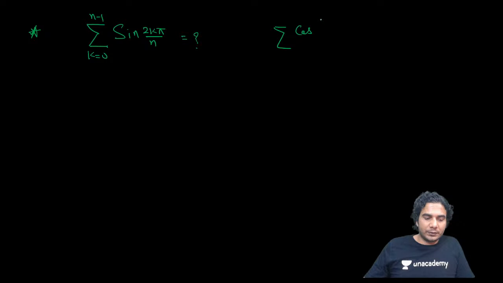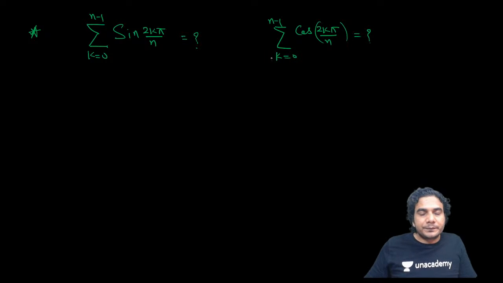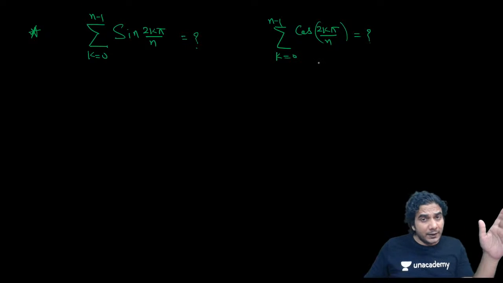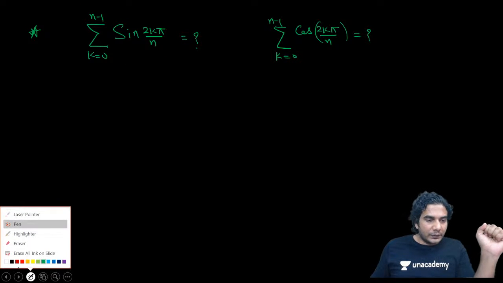Now, the next important point is to find these values. Sigma of sine 2k pi by n, k from 0 to n minus 1, all right, and sigma of cos 2k pi by n. See how to find the values of these two. The second one is basically the sum of real parts of nth roots of unity, and the first one is the sum of imaginary parts of nth roots of unity. All right. So this is what we need to use.